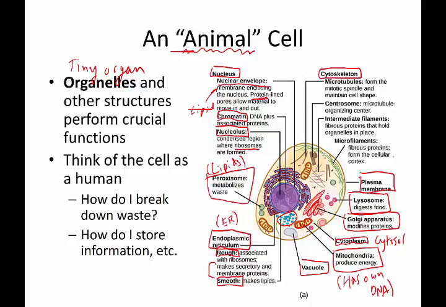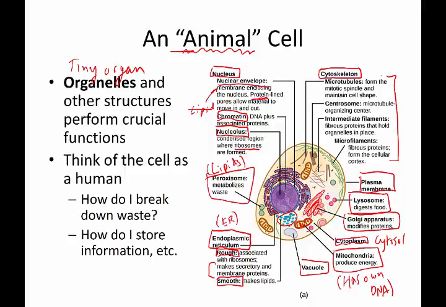There are various types of cytoskeletal proteins. You have microtubules, intermediate filaments, and microfilaments. I don't expect you to know too much detail about the cytoskeleton, but be aware that the cytoskeleton has these specific functions. We'll also see how the cytoskeleton plays a huge role in how cells divide.